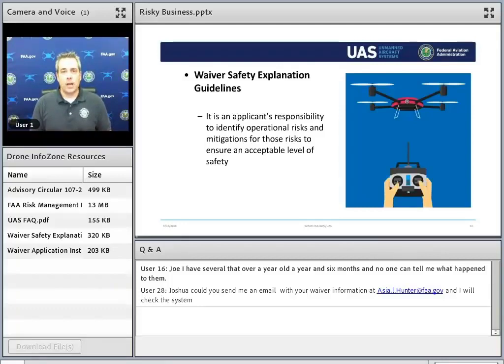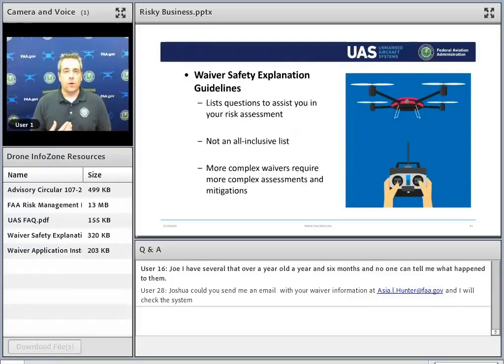So there are some resources out there to help you. One of the first ones, and you've heard me say this again and again, is the Waiver Safety Explanation Guidelines. Remember, it's your responsibility to provide us the information that shows that you understand risks and you're providing mitigations to ensure an acceptable level of safety. It's not our job to guess at what you're going to do. It's your job to spell it out for us: the hazard, the assessment, and the mitigation strategies you're going to incorporate. So the Waiver Safety Explanation Guidelines are your starting point. They are a great starting point to help you out.